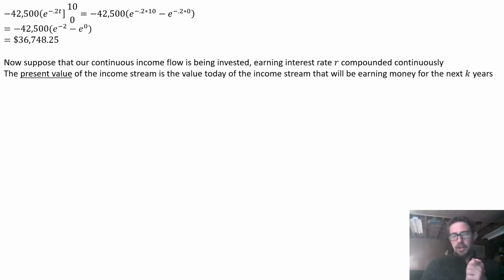The present value of that income stream is the value right now of the income stream that we know will be earning money for the next K years. So let's say we want to sell our piece of equipment because it's getting old or whatever, but we know that that piece of equipment is going to be generating not only income, but interest on top of that income for the next K years. Taking that into account, what is this piece of equipment worth to us right now?